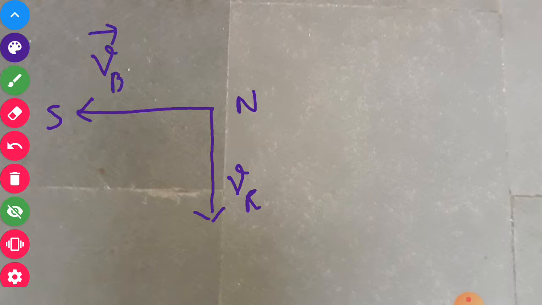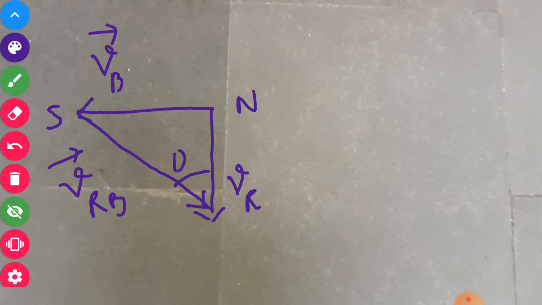Okay, now velocity of rain with respect to bicycle, if you join the heads of these, then this will be the direction of velocity of rain with respect to bicycle. Because VR minus VB we have to do, so we have to keep the direction towards VR. Now this angle, if you find it, okay, this particular angle with the vertical we will be able to find.